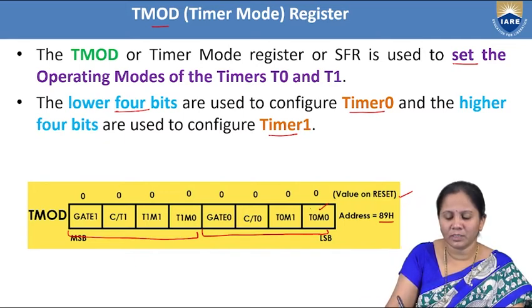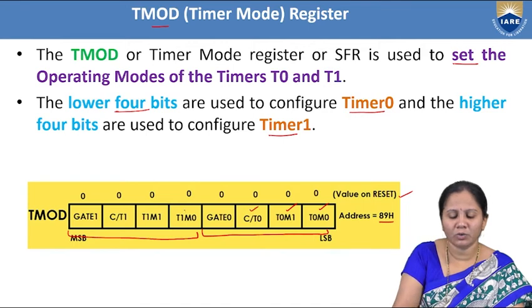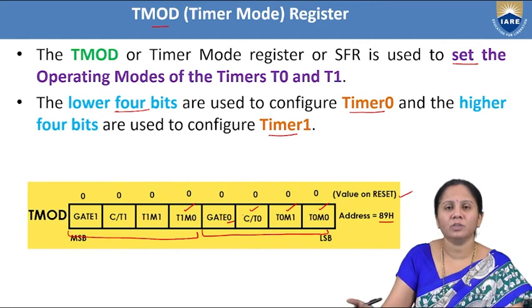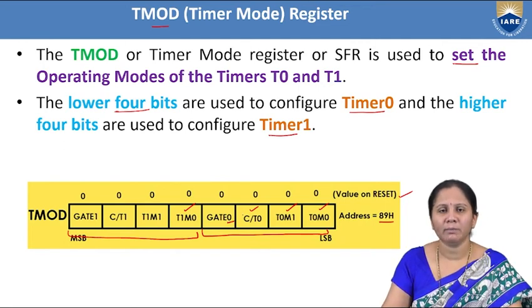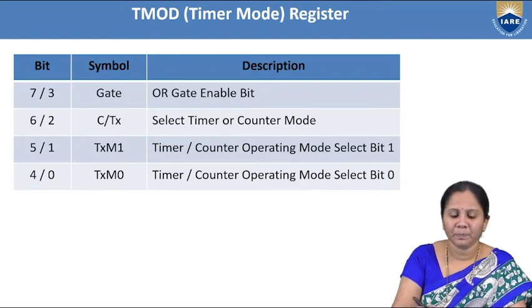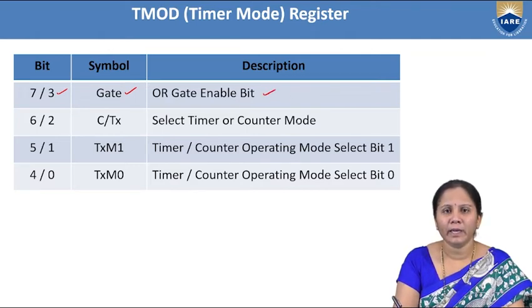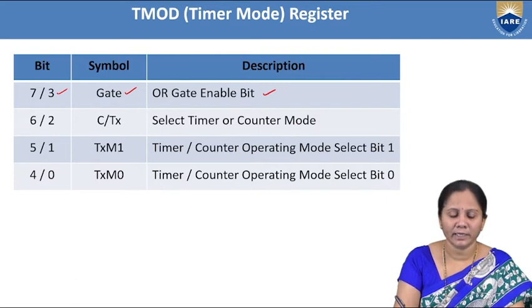So here this is for 0, this is for 1. Okay, so this is for timer 0, this is for timer 0. Wherever we have indicated 0, those bits are related to timer 0, and 1 means it is indicated to timer 1. So the 7th and 3rd bit in the general format of the TMOD register is the G bit. It represents gate. An OR gate will be enabled if that particular bit is set.